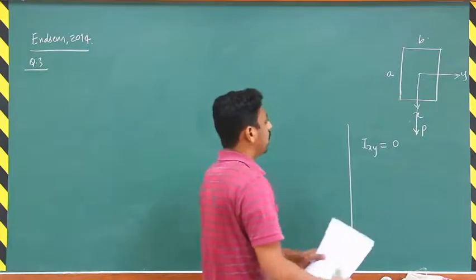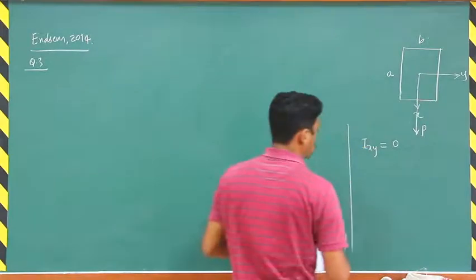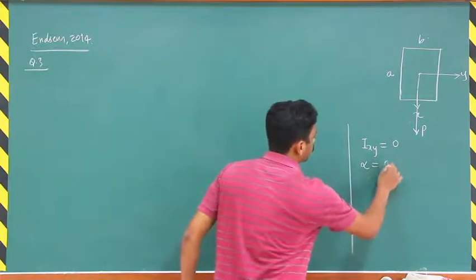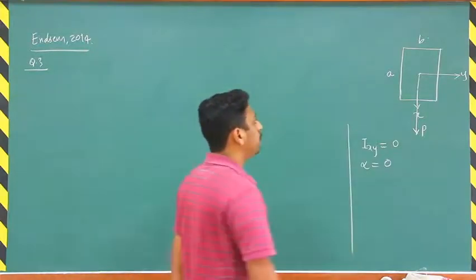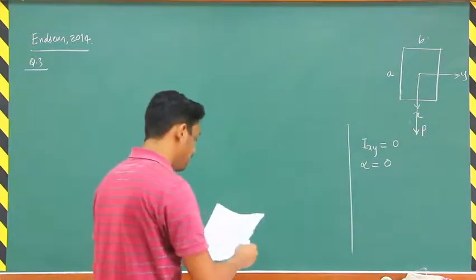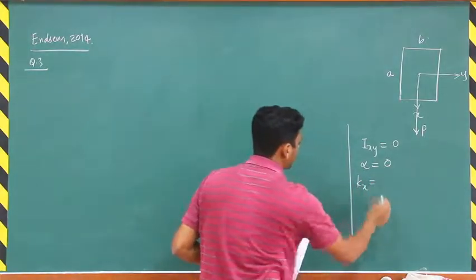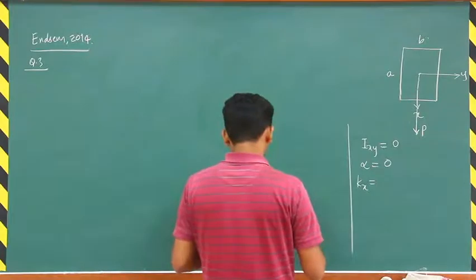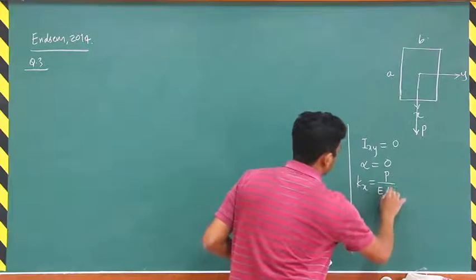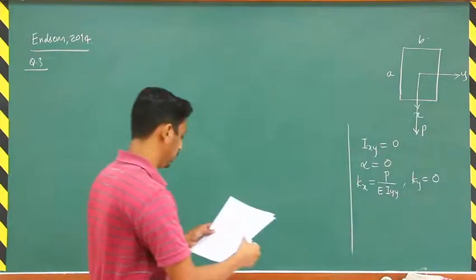The next thing, this terminal load P is being applied to the centroid of this cross section. So we are not expecting any twisting of this cross section. So we know the angle of twist will be 0, and this load P is being applied to the centroid of the cross section. So by making use of these relations, first of all we will find the curvatures Kx and Ky. So Kx will be given by P upon E times Iyy, and this Ky will be equal to 0.